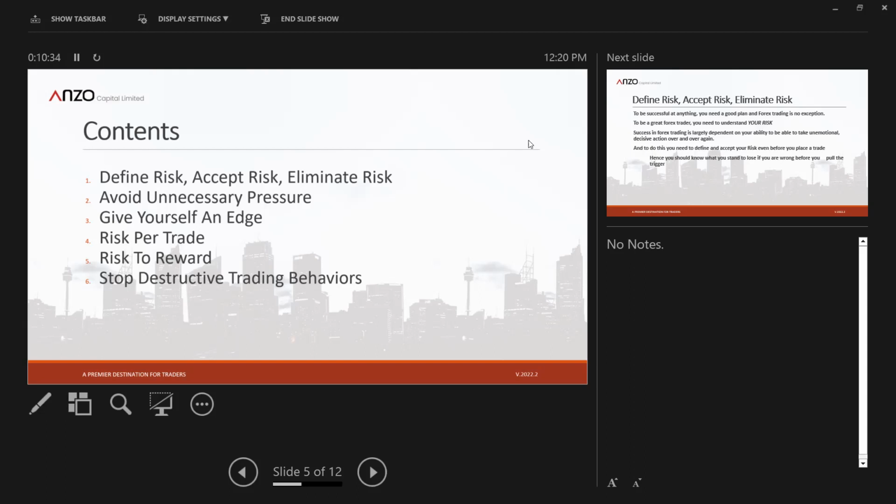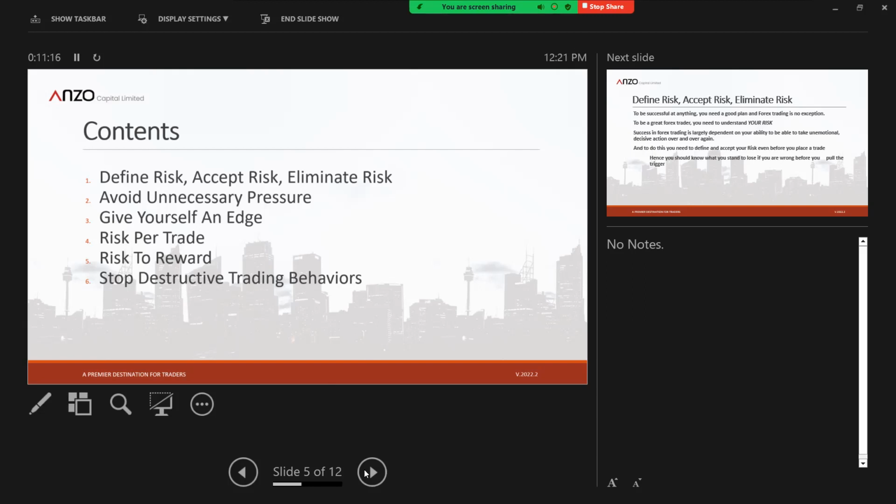So we're looking at risk. Why you want to define risk, accept risk, and eliminate risk. And then one very important aspect of trading, which involves avoiding unnecessary pressure. Then how you can define your edge, risk to reward ratio, and how you can stop destructive trading behavior. So this PowerPoint slide is not very long, but it will break down when we go to the chat, as I hope to explain to you how you can build your own trading system. Okay. Now, next slide.